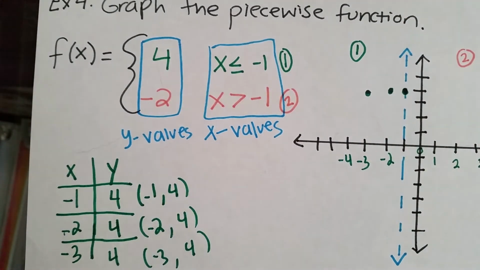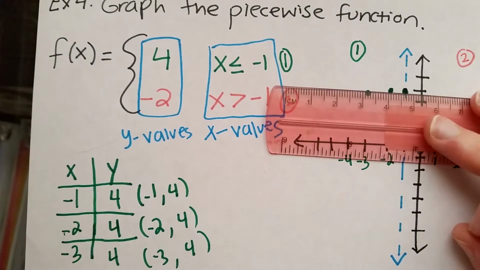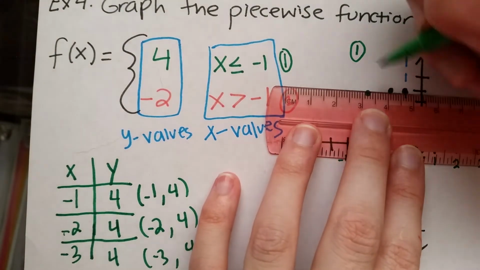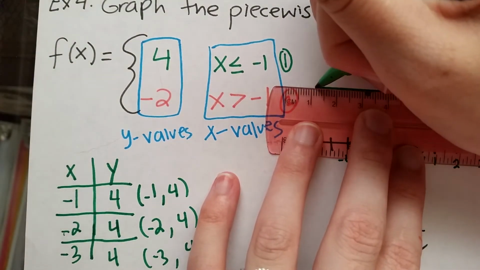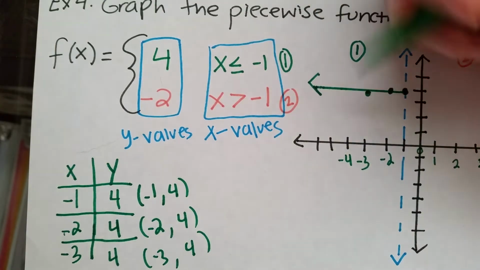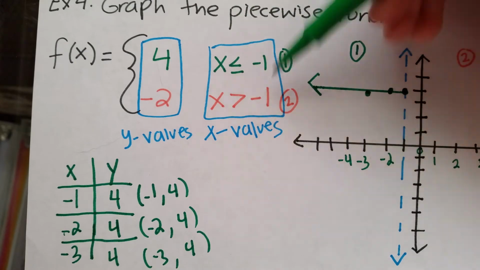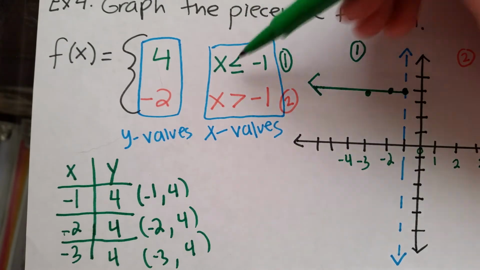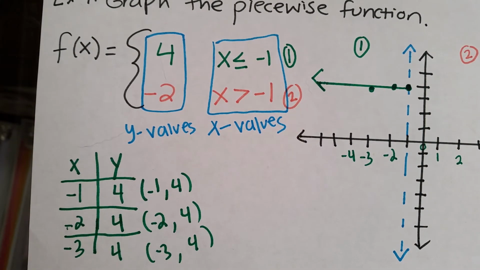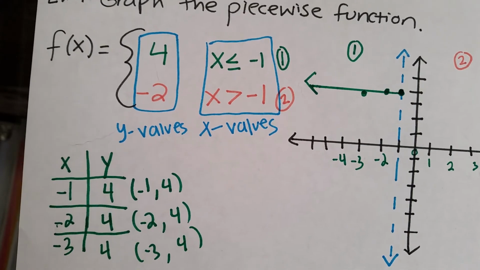And since this is a constant function, it should be a straight line because it does not have a slope. It should be a horizontal line. And it is extending in the negative infinity direction because these are all the x values that are less than -1. Alright, now we're going to do the same thing with my orange graph.